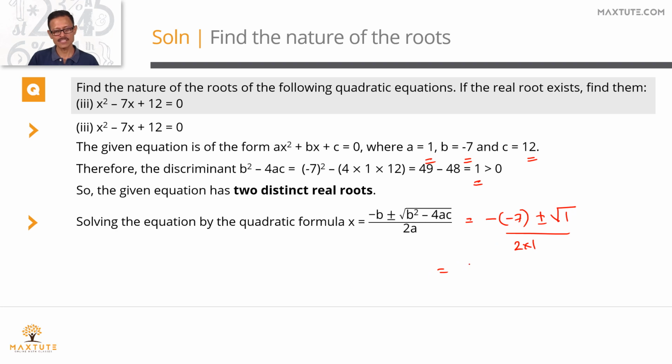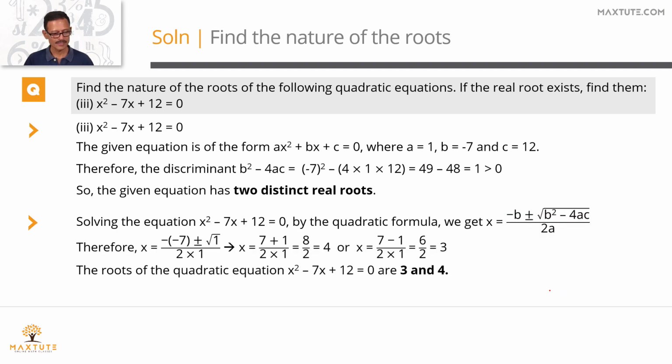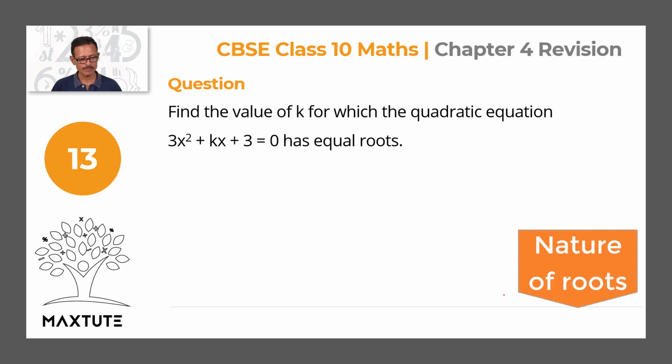So this is equal to minus of minus 7 is plus 7, square root of 1 is a 1, 7 plus or minus 1 divided by 2. 7 plus 1 by 2 is 8 by 2, which is 4. 7 minus 1 by 2 is 6 by 2, which is equal to 3. So roots are 4 and 3. Let's move on from here. These are the values of the roots in a printed form.